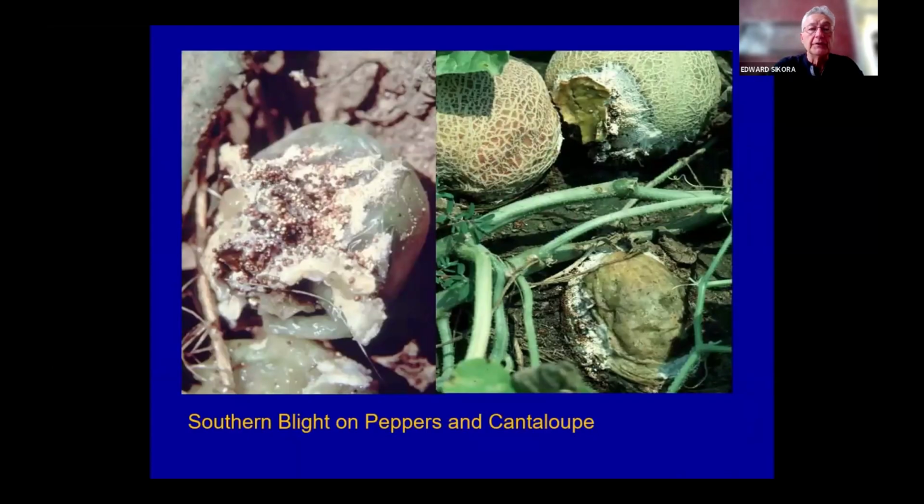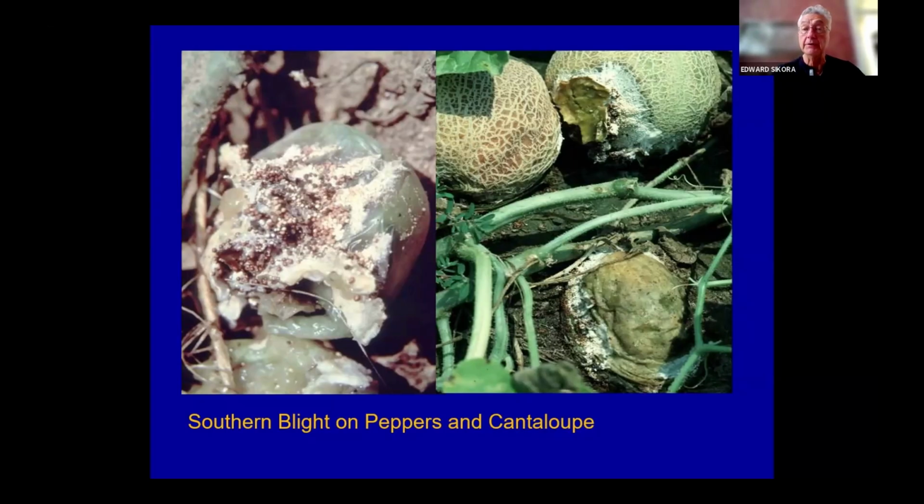Just an example of its host range. Here it is on peppers on the left and cantaloupe on the right. I put this slide in here to remind me that the fungus is in the soil, and oftentimes it gets stimulated from those sclerotia into mycelium by moisture and then coming into contact with organic matter. So this could be fruit lying on the ground. One good reason to have a good mulching program, maybe plastic mulch or even growing things on trellises. You've been seeing a lot of that activity lately.